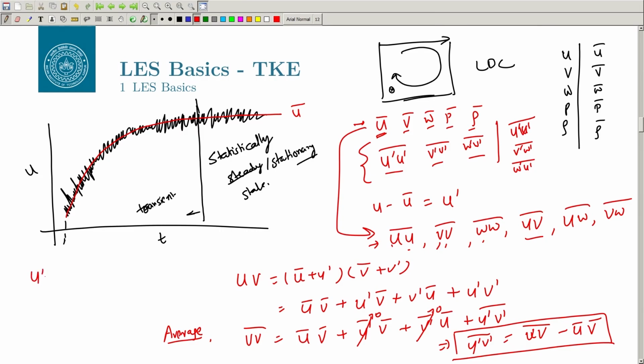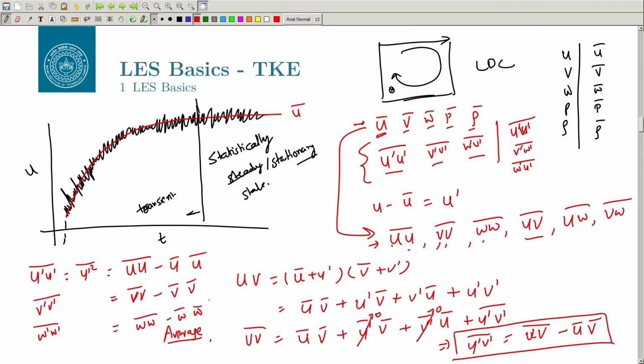U prime bar, also called U prime square bar. Remember, first we have to multiply and then take the average. That is a very important thing. So, this will be U squared bar minus U bar squared, and similarly V squared bar minus V bar squared, which will give you V prime square bar, and similarly W prime square bar, which will be W squared bar minus W bar squared. So, now you have access to all these three quantities.